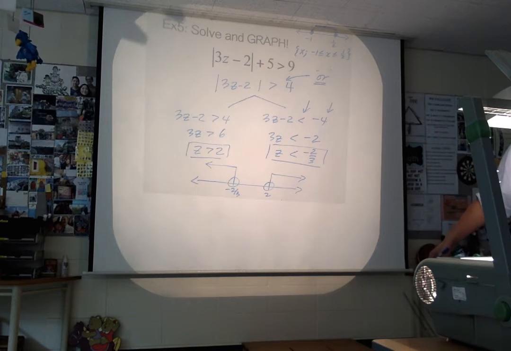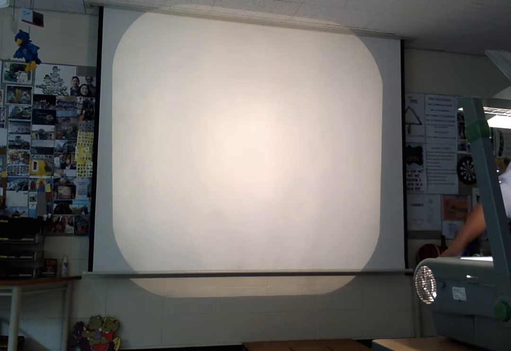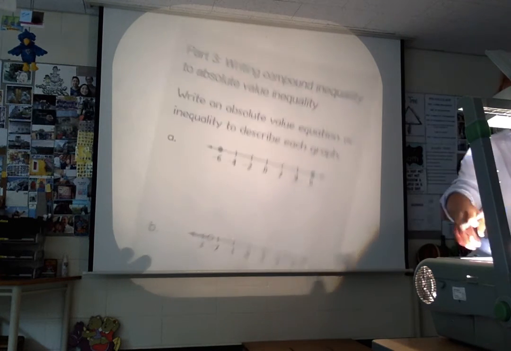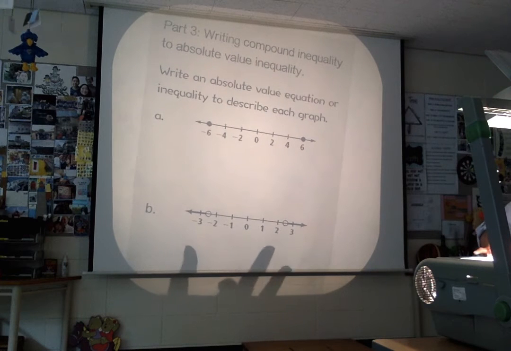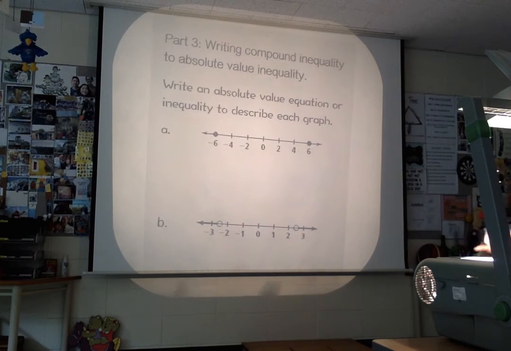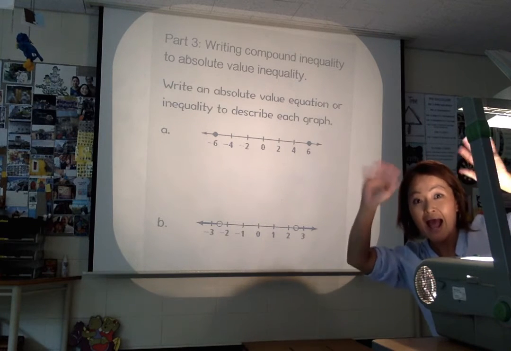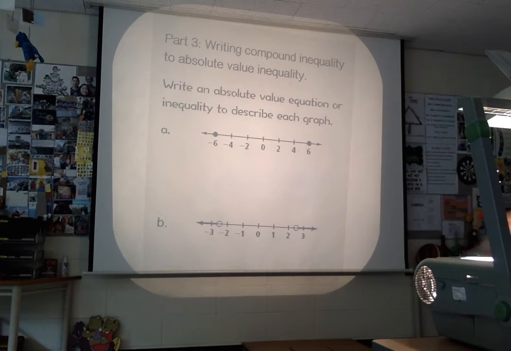I'm going to change the slide. If you're getting bored a little bit, just bear with me. We only have 2 more parts left, okay? All right, so you guys, writing compound inequality. This is the hardest part, okay? So this is the part that you might need a lot of the video, okay? You guys ready? All right, let's do this.